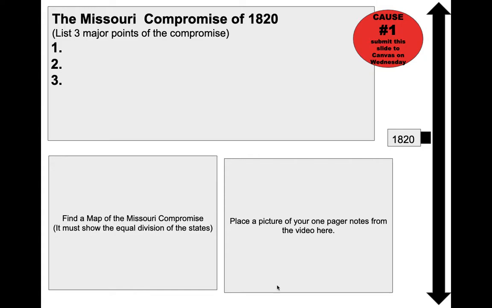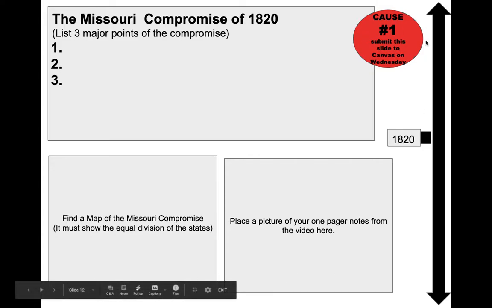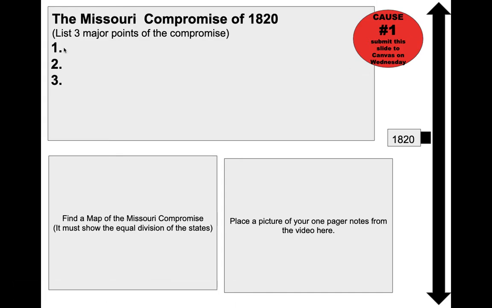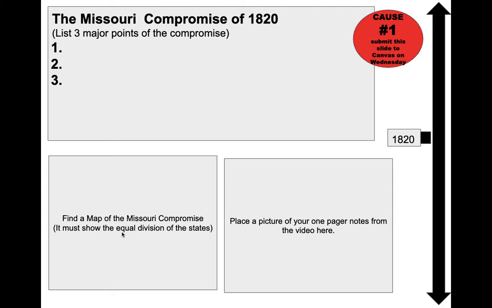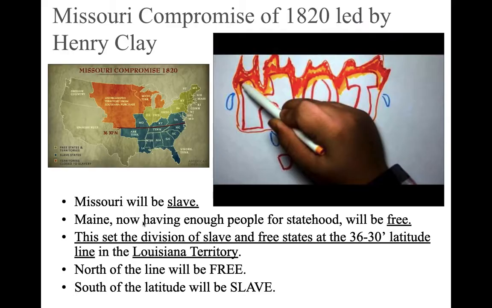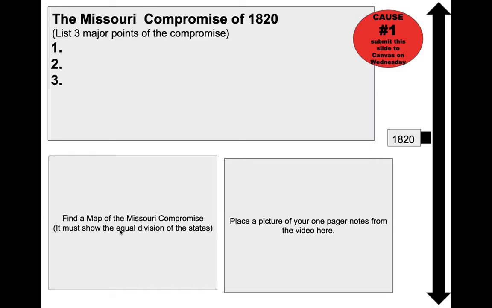Please fill out this cause number 1. You see this in red. This needs to be submitted in Canvas when you are finished. Please do the three provisions found on this slide right here. Find a map of the Missouri Compromise and put it here. You can find it on Google. You can find it on my slides, whatever you would like to do.